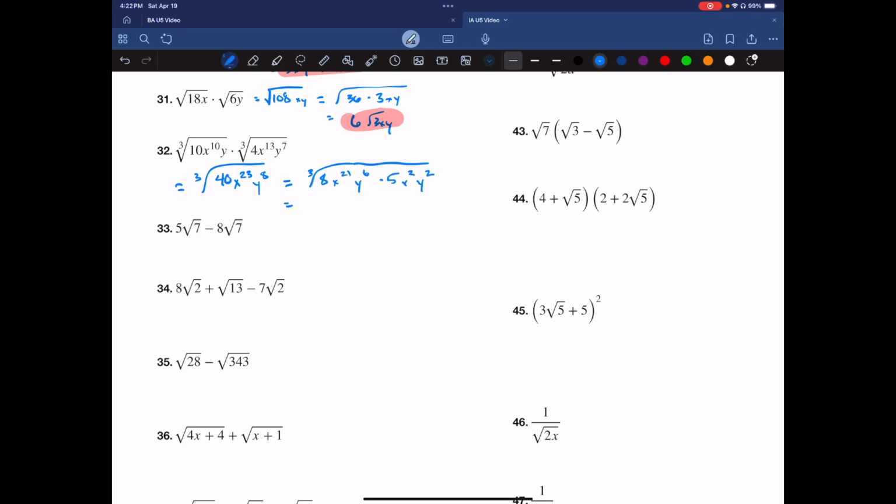That's going to be 2 x to the 7th y squared times the cube root of 5 x squared y squared.